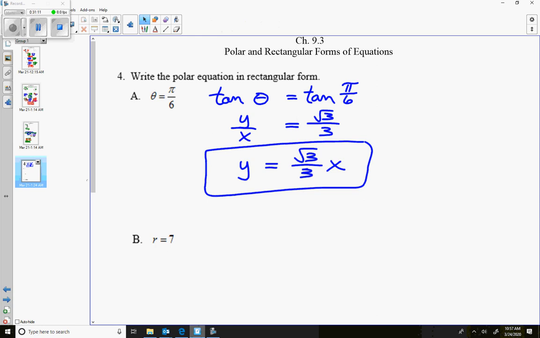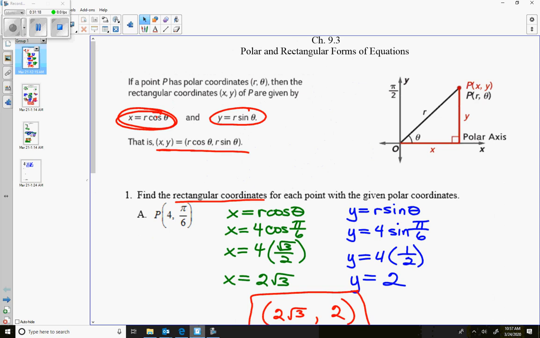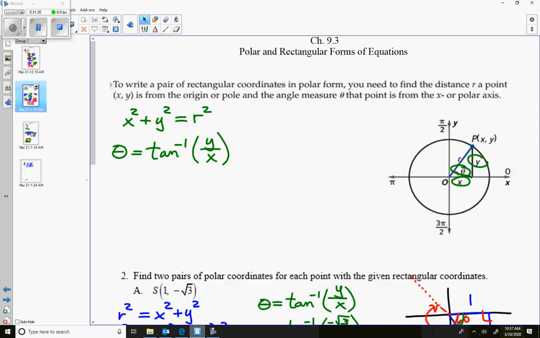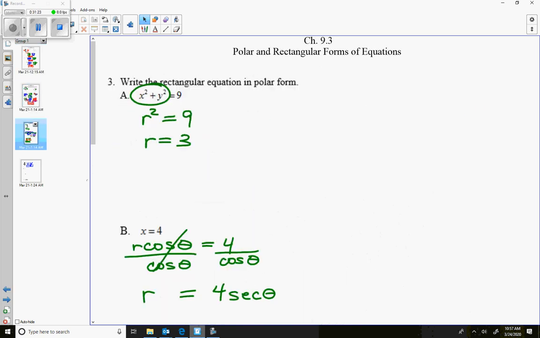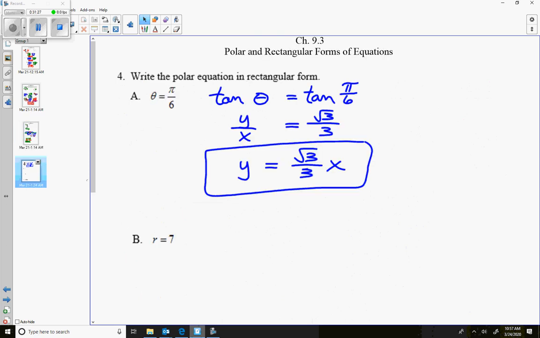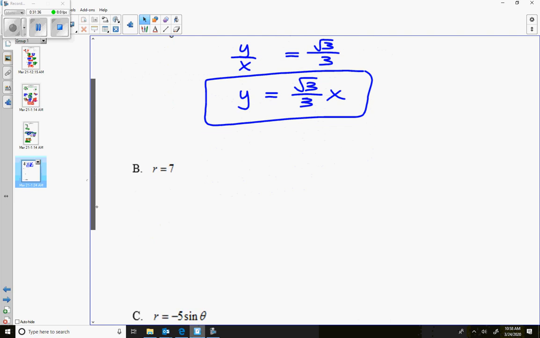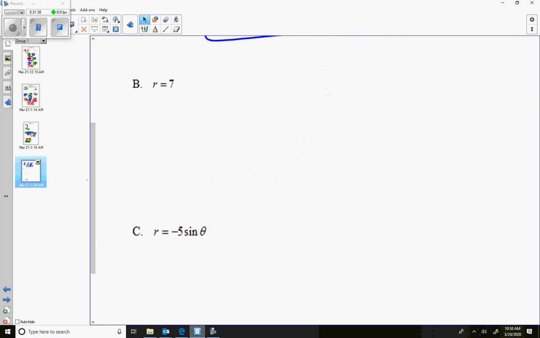And that would be the equation of what? A line, which we also did somewhere, not sure where. Oh, that was on yesterday's lesson. Never mind. Previous lesson where this theta equals pi over 6 was a line. So, sorry, go back to chapter 9.1 for that. All right, B. R equals 7.